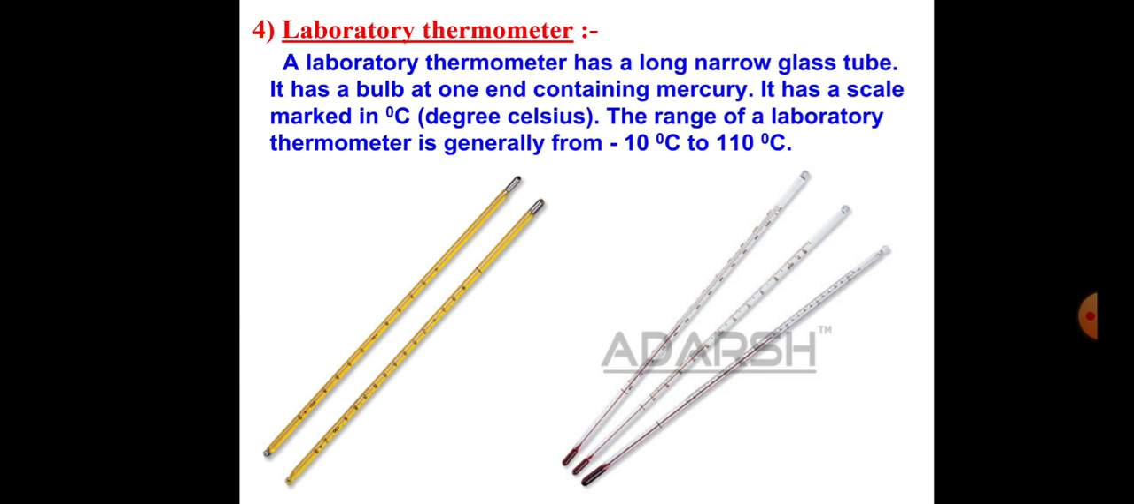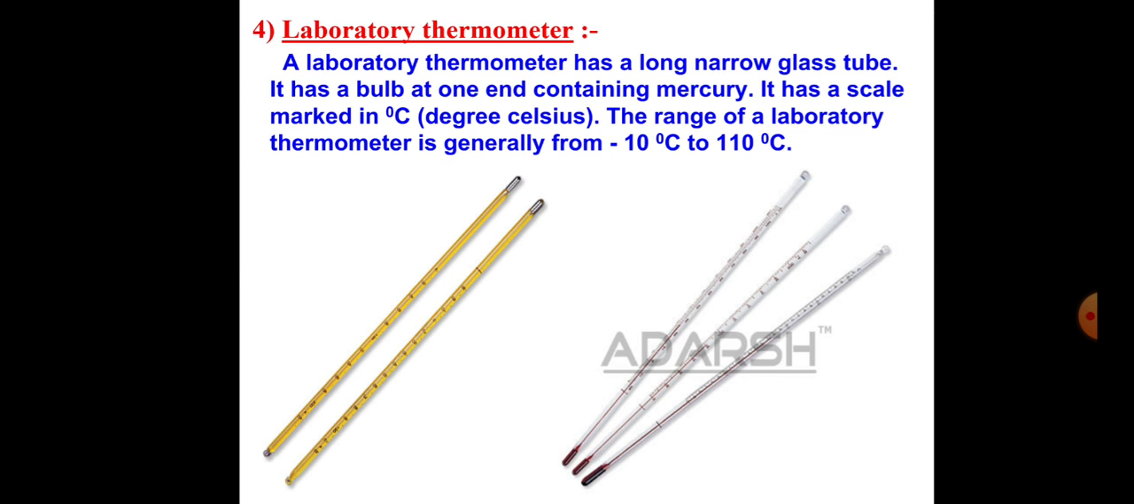Okay? Now, another type of thermometer is the laboratory thermometer. It is used in the laboratory to measure the temperature of different bodies. A laboratory thermometer has a long narrow glass tube. It has a bulb at one end containing mercury. It has a scale marked in degrees Celsius, and the range of a laboratory thermometer is generally from -10 degrees C to 110 degrees C.